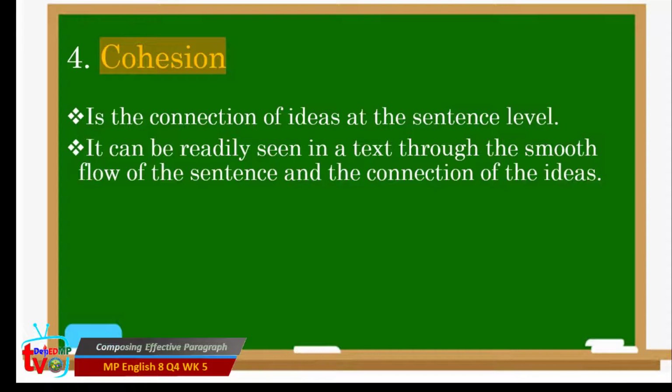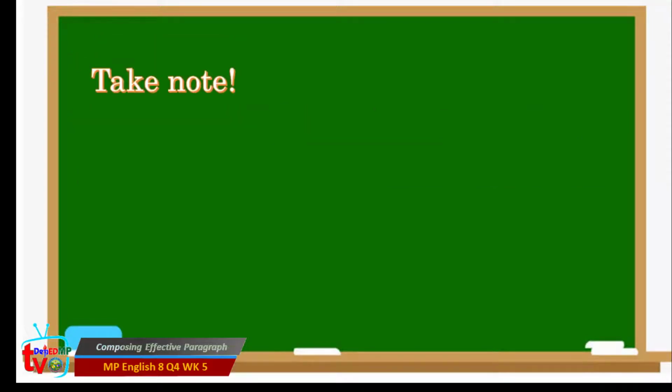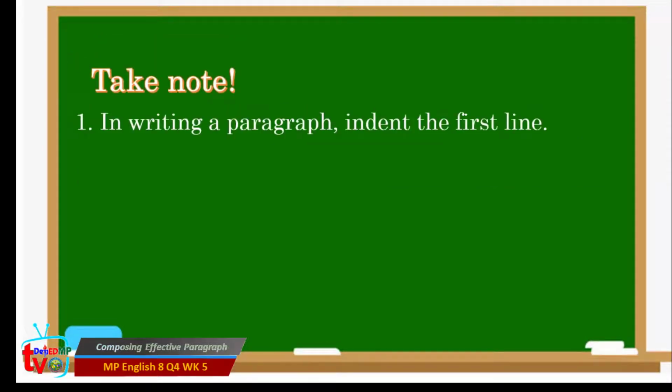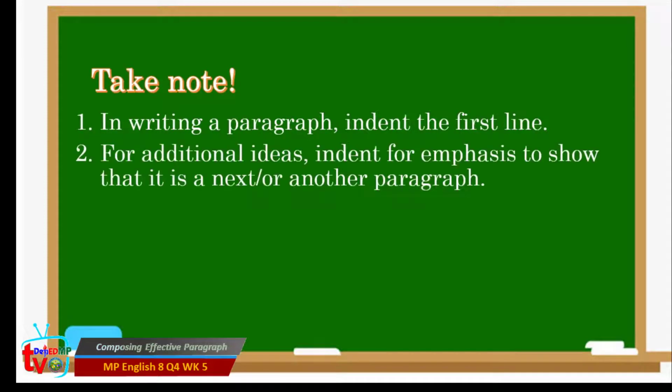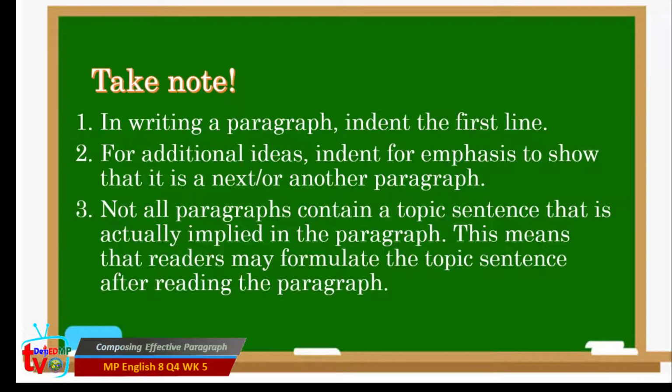It can be readily seen in a text through the smooth flow of the sentences and the connection of the ideas. Take note. In writing a paragraph, 1. Indent the first line. 2. For additional ideas, and then for emphasis, to show that it is annexed or another paragraph. 3. Not all paragraphs contain a topic sentence; the topic sentence may be implied in the paragraph. This means that readers may formulate the topic sentence after reading the paragraph.